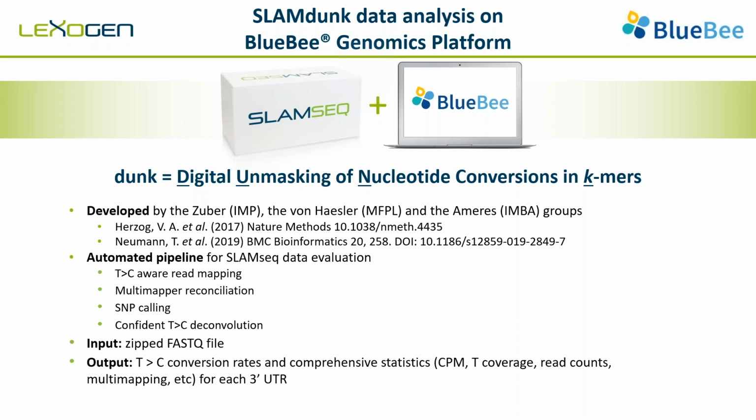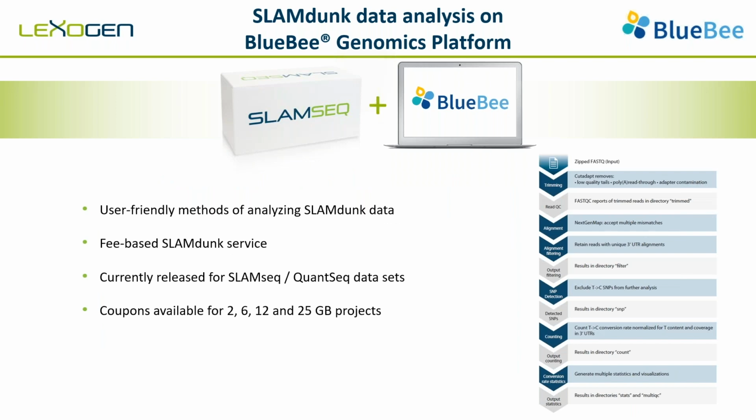So input requirements are the same as Quantic, so it's FASTQ files. And output files include T to C conversion rates and comprehensive statistics for each of the 3' UTRs that you have. So similar to Quantic, we have an outline of the SlamDunk pipeline in our user guide. Overall, this pipeline is very fast, efficient, and affordable for processing and interpreting your SlamDunk data. It is currently available again for a fee. So please visit our website for more information or contact us at support@lexogen.com.